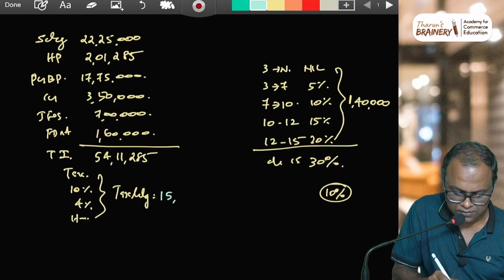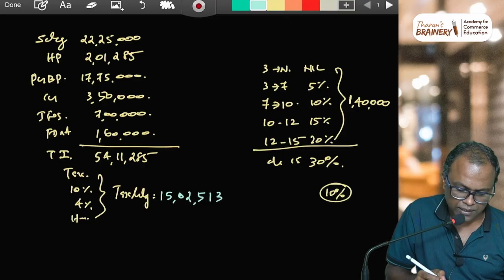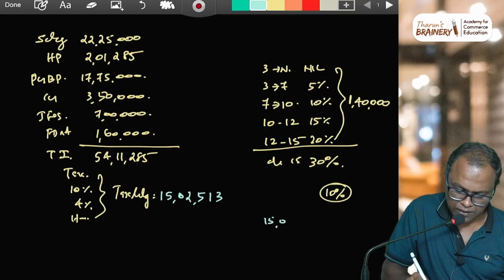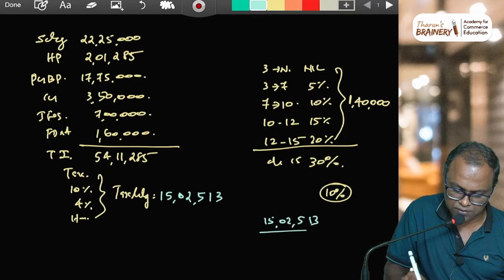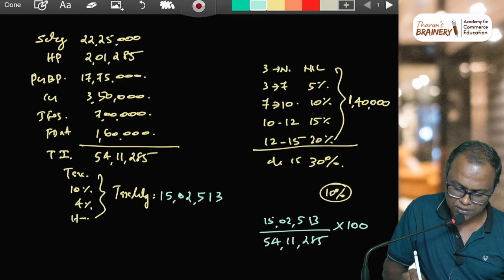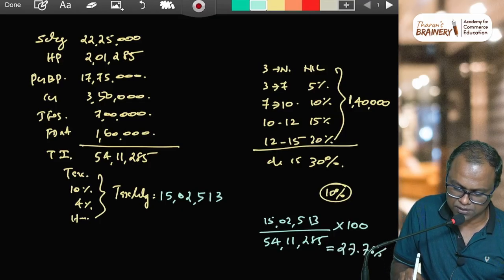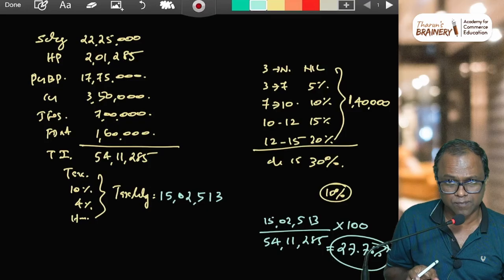15,02,513. Now find out the rate of tax: 15,02,513 divided by 54,11,285 into 100. How much? 27.76% is the rate of tax, the average rate of tax in India.